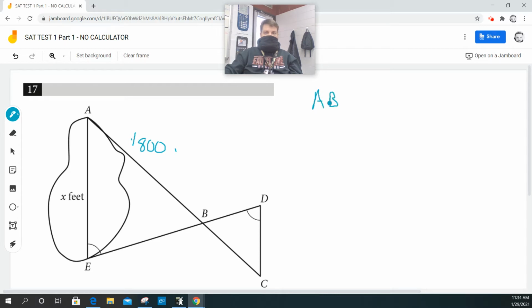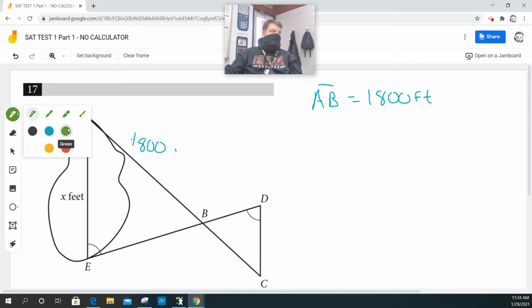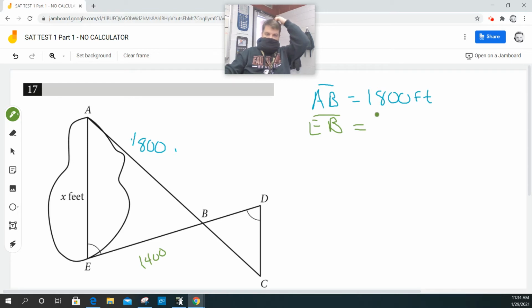Now, those of you that I taught geometry, remember this? The line segment AB equals 1,800 feet. You guys remember that? All right. And then it tells us that from E to B, it's 1,400 feet. So from here to here, it's 1,400 feet. The line segment EB, the length of that is 1,400 feet.